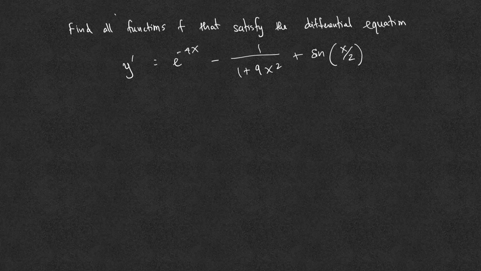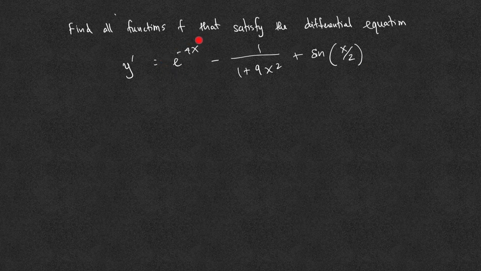Find all functions f that satisfy the differential equation y prime equals e to the negative 4x minus 1 over 1 plus 9x squared plus sine of x over 2. There are three terms in this differential equation.